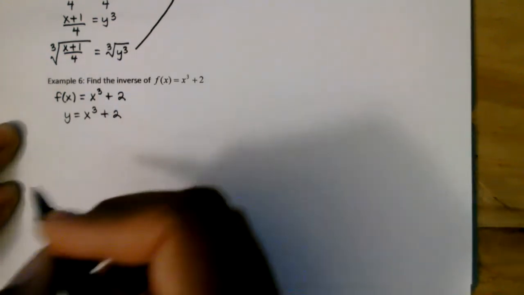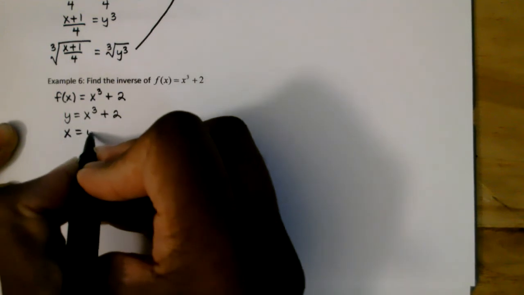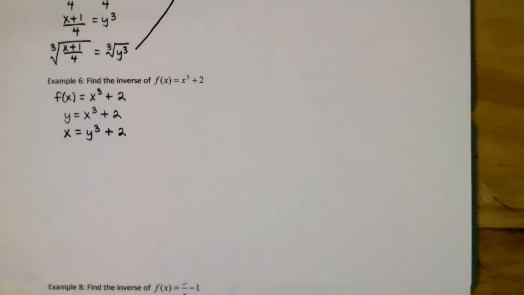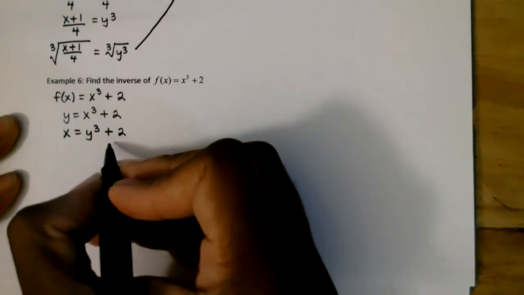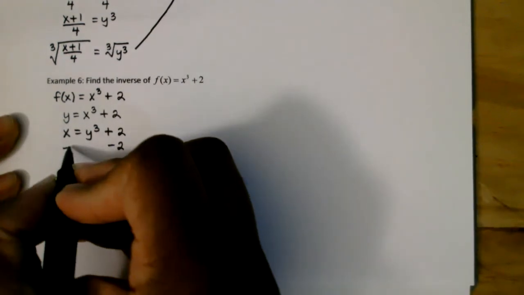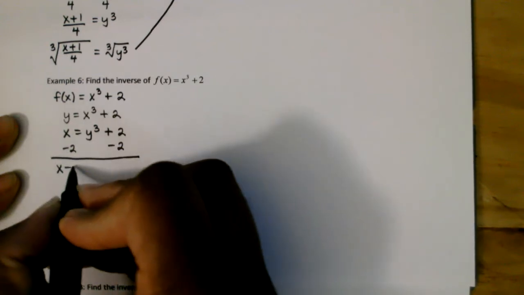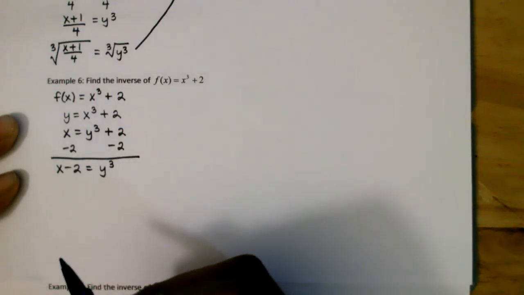And then we interchange x and y. So this y becomes x and the x becomes y. So we have x is equal to y cubed plus 2. And then the next step would be to solve this equation for y. Well, let's get y cubed by itself. We're adding 2, so the opposite would be to subtract 2 on both sides. So here we're going to have x minus 2 is equal to y cubed.